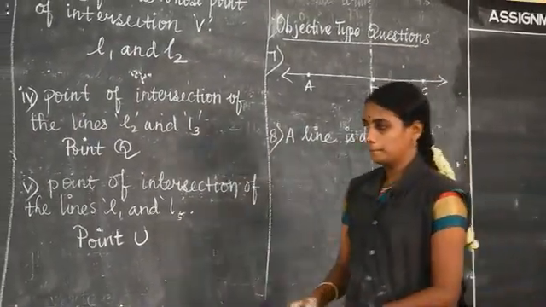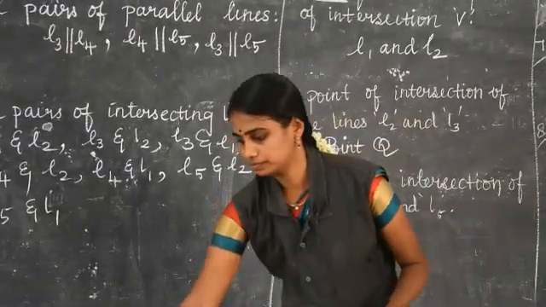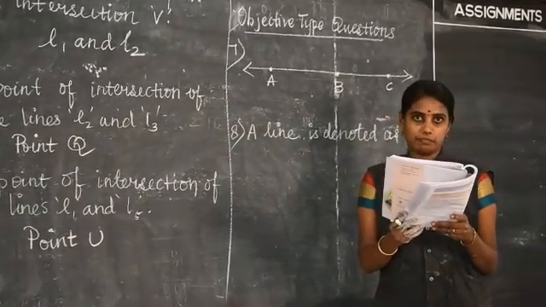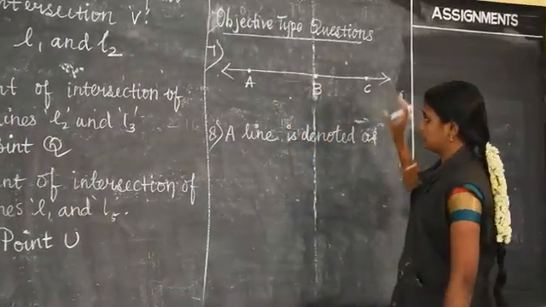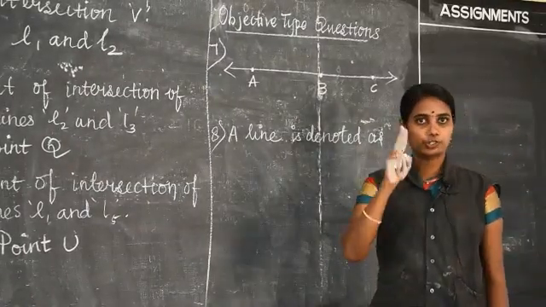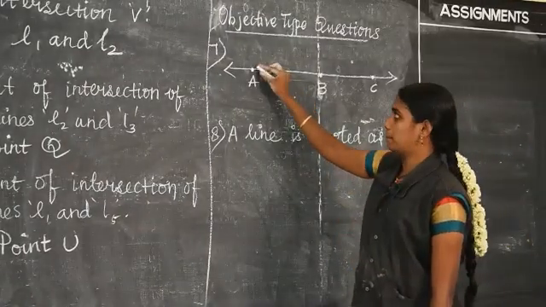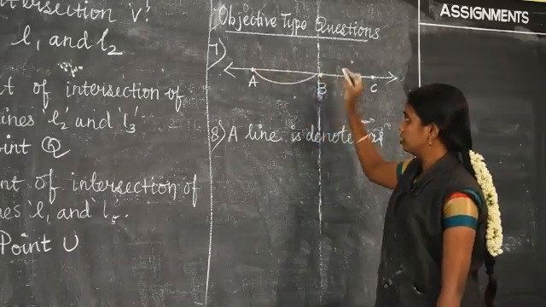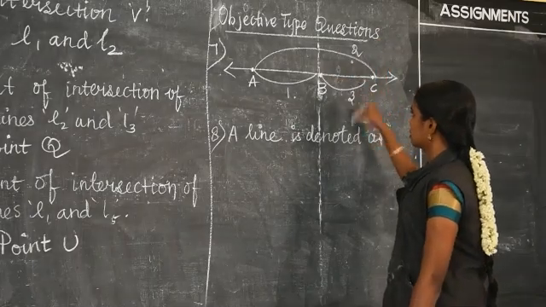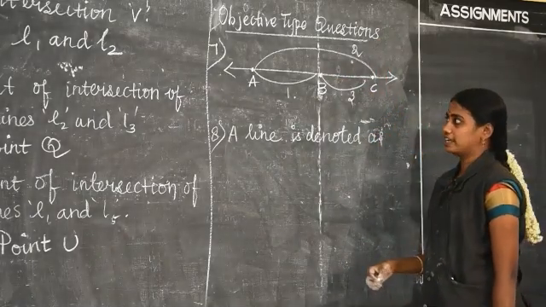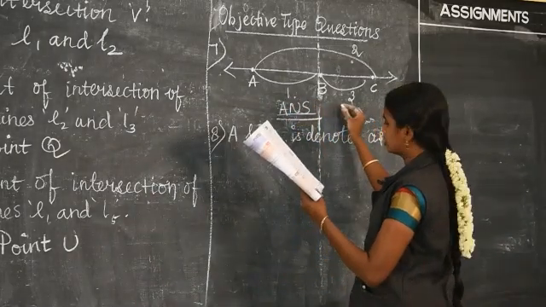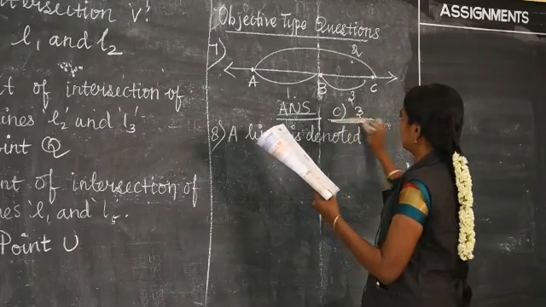Listen to me. The question is the number of line segments. You are going to find out how many line segments are there. A line segment has two endpoints. So you can compare. First take any two endpoints, this is 1 and this is 2. Then this is 3. So how many? 3 line segments we have. Answer is 3. The option is C.